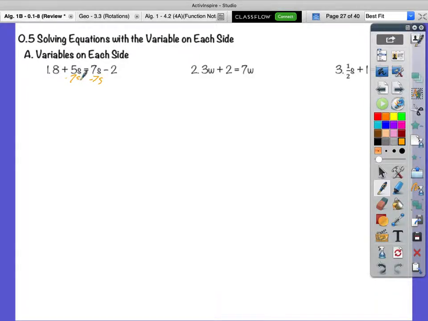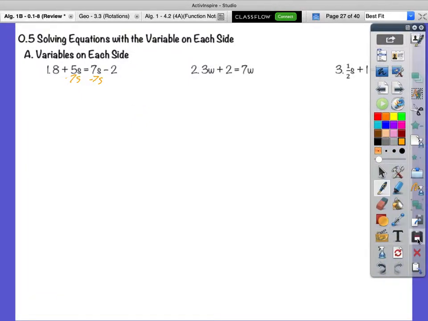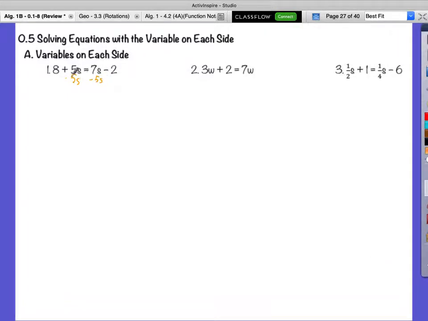And here's the thing, though. Brady said a good point. We don't want a negative, because if we subtract 7s, are we going to make ourselves a negative? Yeah. But why would we give ourselves a negative if we don't have to? So let's think about it this way. Would you rather do 7 minus 5 or 5 minus 7? I'd rather do 7 minus 5. Okay? So we're going to subtract 5s from both sides. So our first step in this, guys, is going to get all of our s's together.